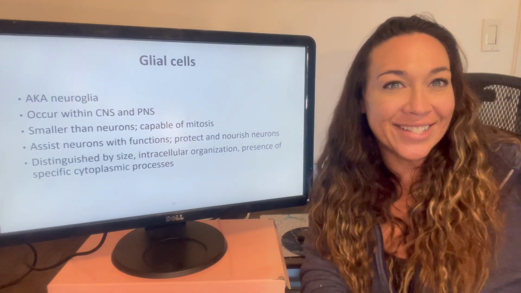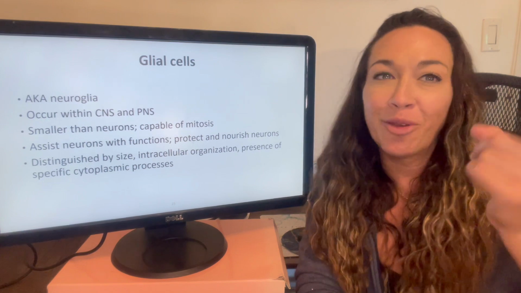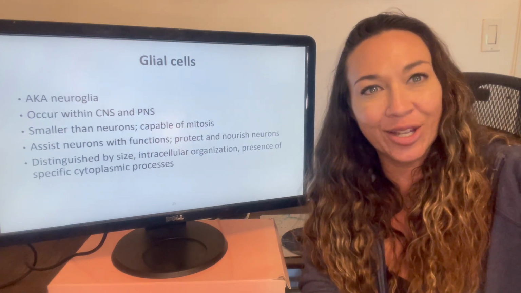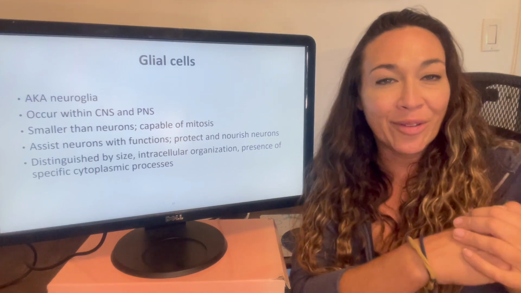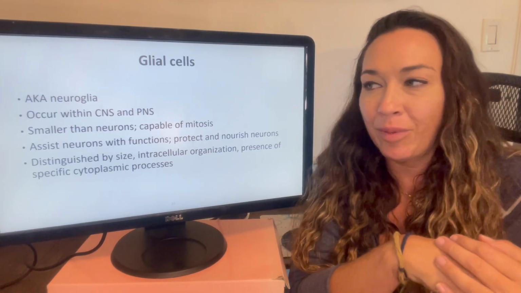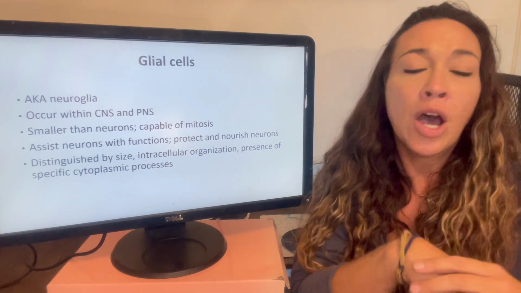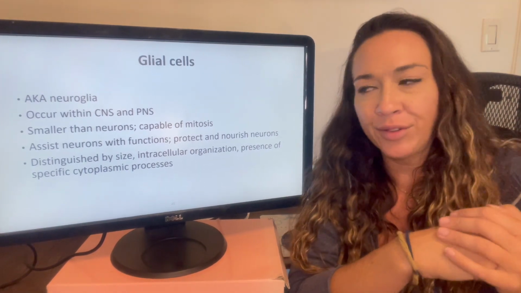Let's talk glial cells, because remember I did tell you you need to know them and you need to know their functions and to be able to differentiate what they look like. So let's get into that right now. Now, these glial cells are going to be very common. They're going to be found all throughout our central nervous system and our peripheral nervous system. These are also known as neuroglial cells.